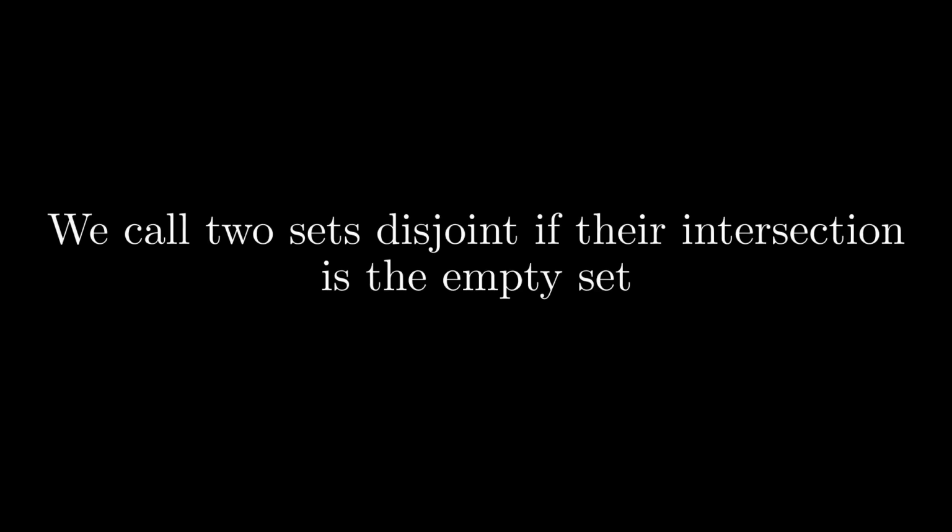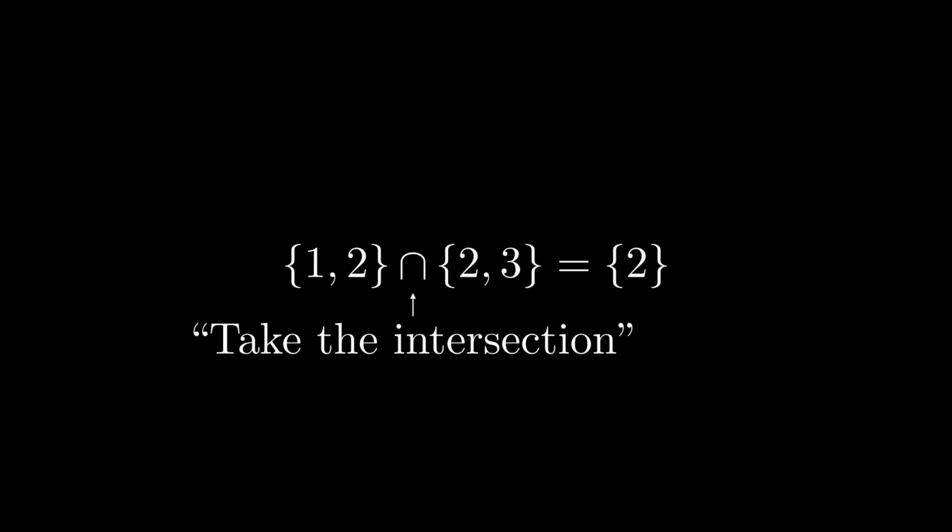We call two sets disjoint if their intersection is the empty set. In other words, if the two sets do not share any elements in common. Notice that we use an upside down U symbol to mean take the intersection of these two sets.